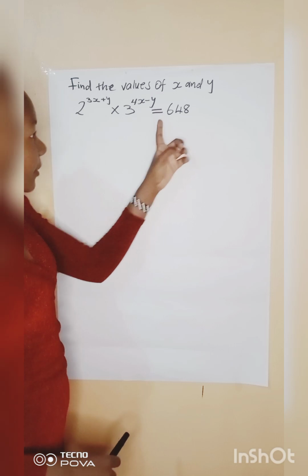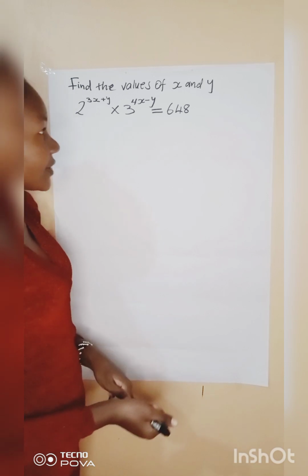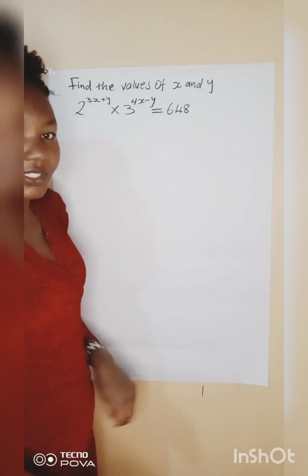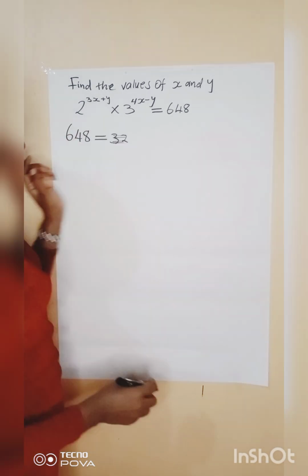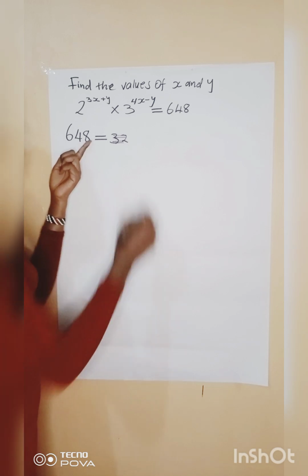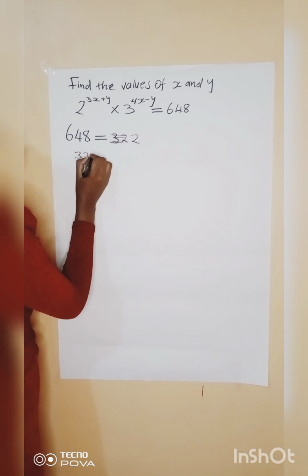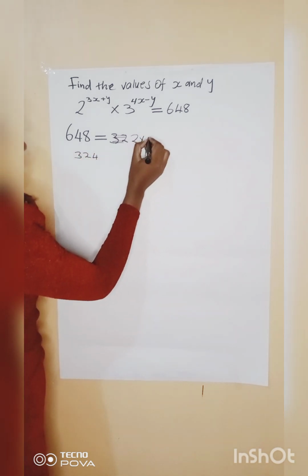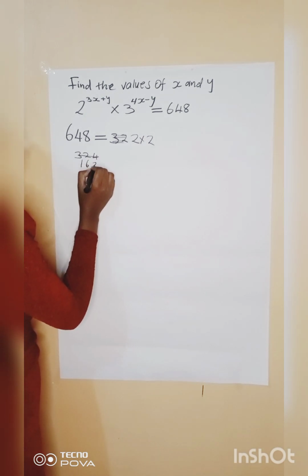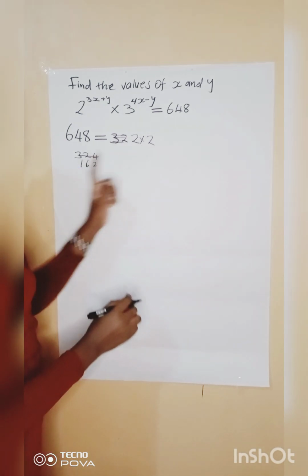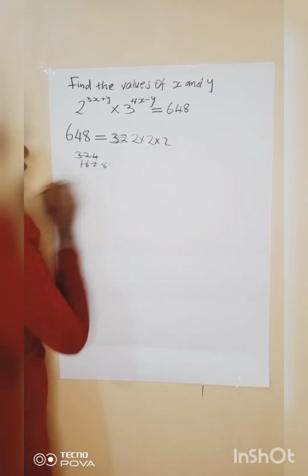Now, our first step to solve this one is to write 648 in power form. We write 648 in terms of its prime factors, and this is how we do it. We have 648 here. If we divide 648 by 2, we get 324. If we divide 324 by 2, we get 162. And then we can divide by 2 again. If we divide this one by 2, we get 81.